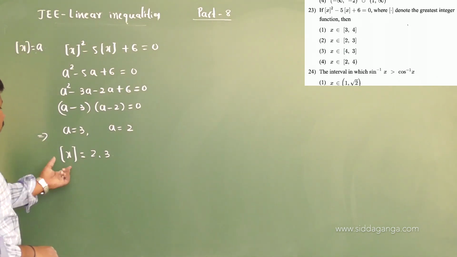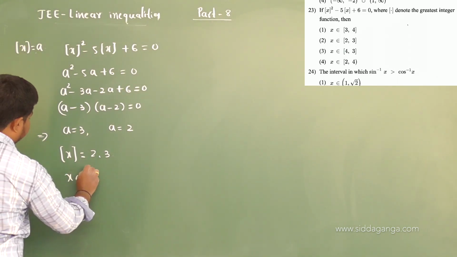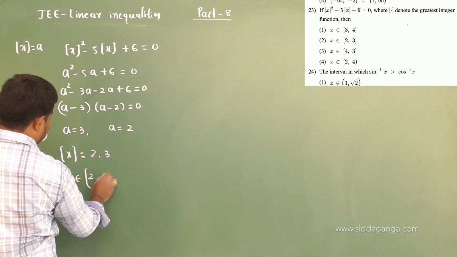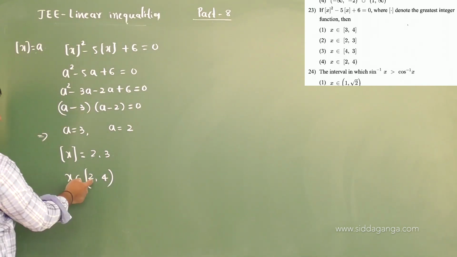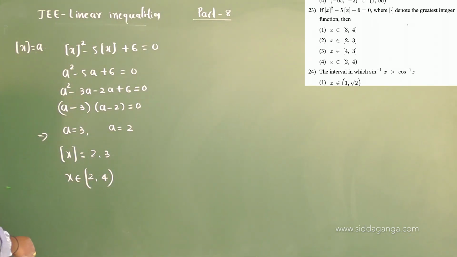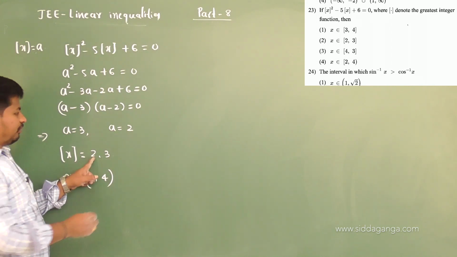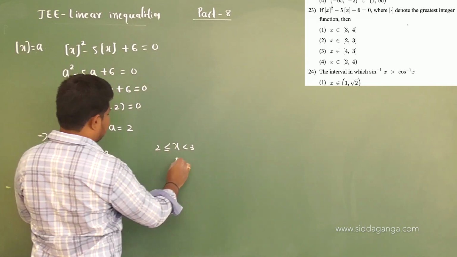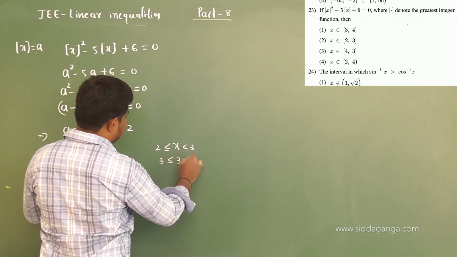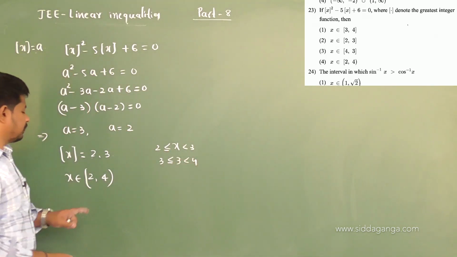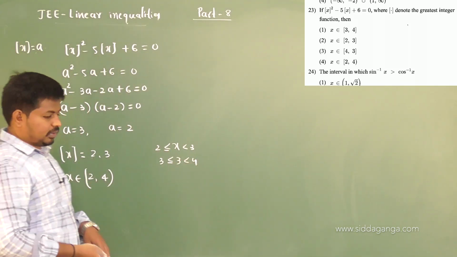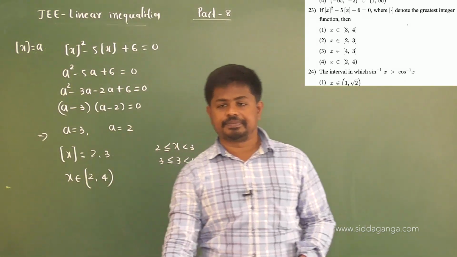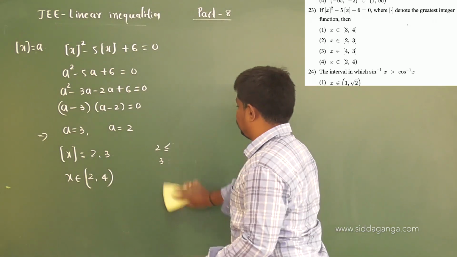So integral part of x is 2 or 3 only when x belongs to the interval 2 to 4, right? Including 2, excluding 4. Hope you got it. You get 2 when x is greater than or equal to 2, less than 3, right? You get 3 when x is greater than or equal to 3, less than 4. So 2 to 4. Okay. So you mean option 4 is the correct one. Including 2, excluding 4.